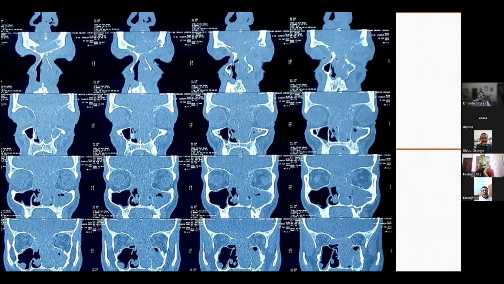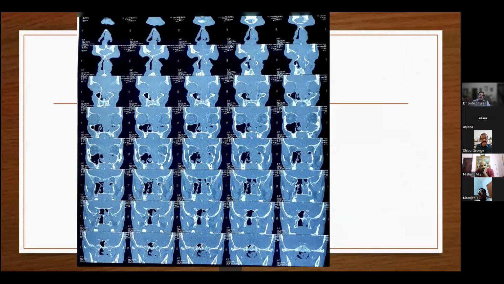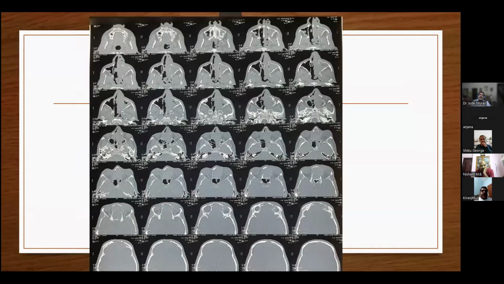There is erosion of the orbit here. Yes, sir. And what about the posterior? Just show the axial cuts. What about the posterior wall of the frontal sinus? So outer table and inner table both were eroded, sir. Both are eroded. That's it. Okay. Yes, sir.